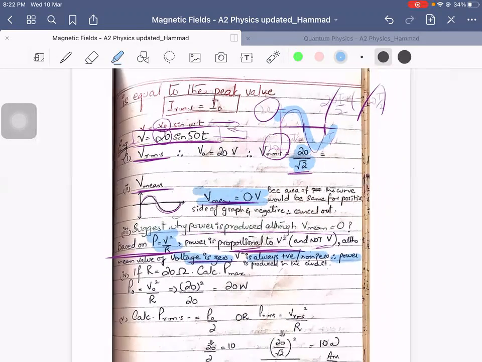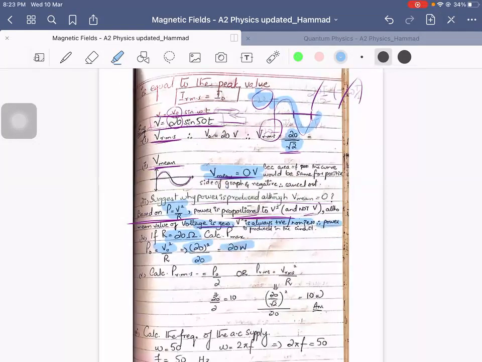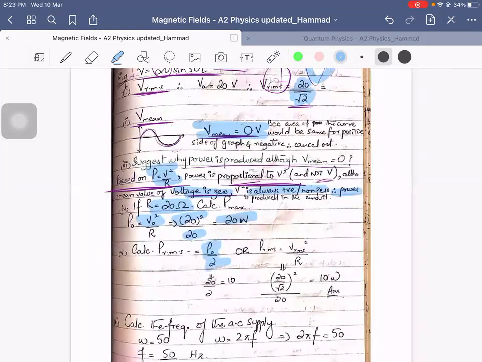If R is equal to 20 ohms, calculate P max. For P max, you need to have the peak voltage. That is the maximum voltage that could be produced, which is 20. So V naught squared divided by R gave me 20 watts. Calculate P RMS. For P RMS, you just simply divide by 2, and therefore you get the value of 10 watts.